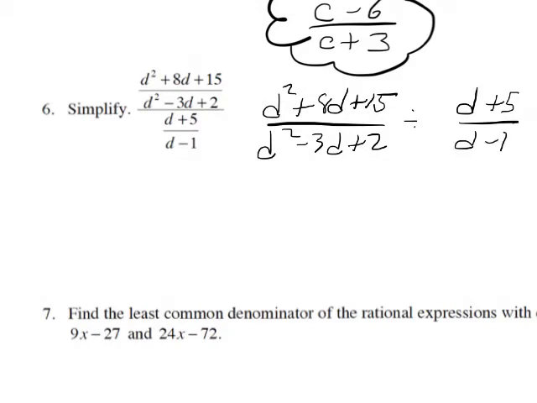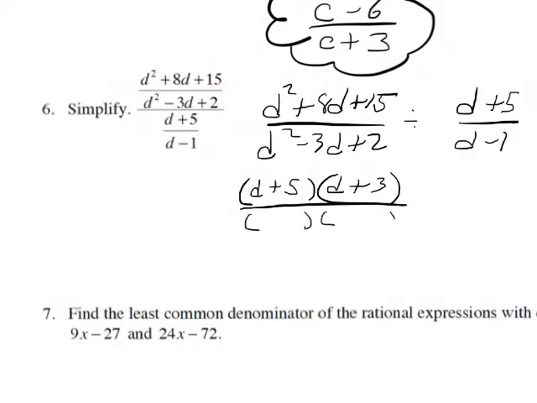All right, let's factor this thing, and we're also going to KFC it at the same time. So, in factoring, factors of 15 that give us 8. It looks like it's going to be d plus 5, d plus 3, all over factors of 2 that'll give us negative 3, so that has to be d minus 2, d minus 1. Now, let's change this to multiplication, and I'm going to put d minus 1 over d plus 5.